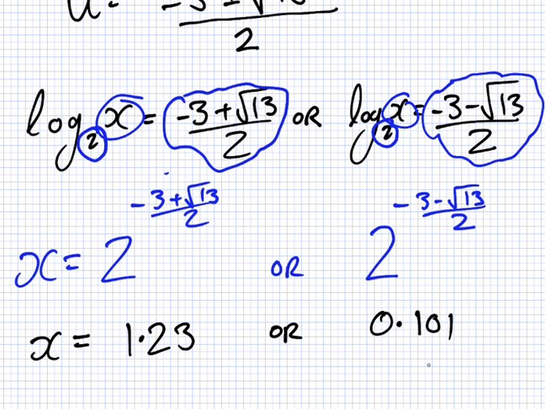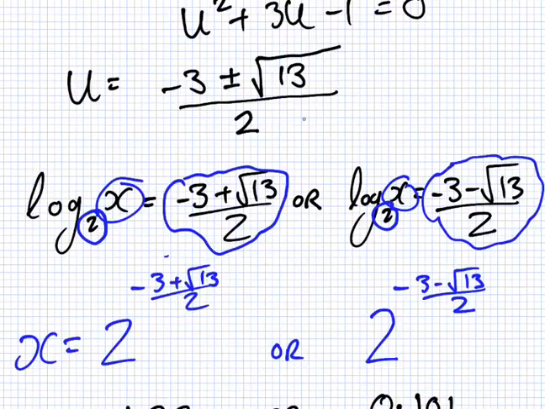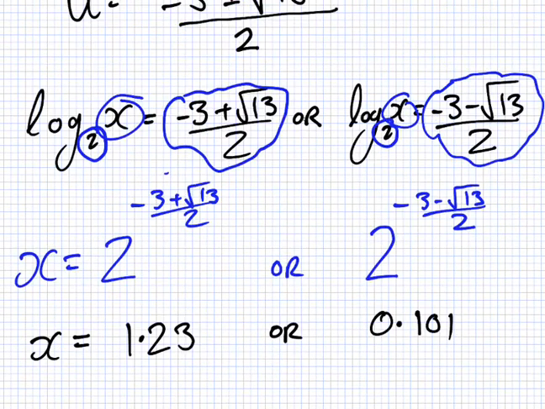Do we accept both answers in this case, or do we reject any of them? Accept both, because at the start I said we need x to be positive from this. So both of those are positive, so both of them are acceptable.